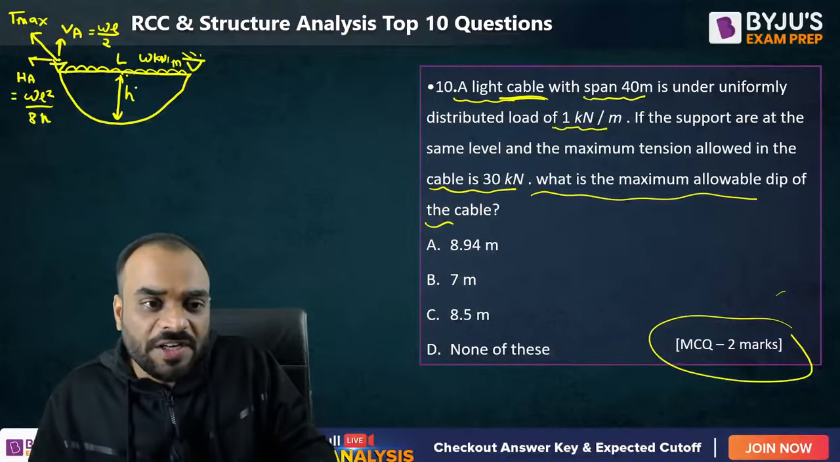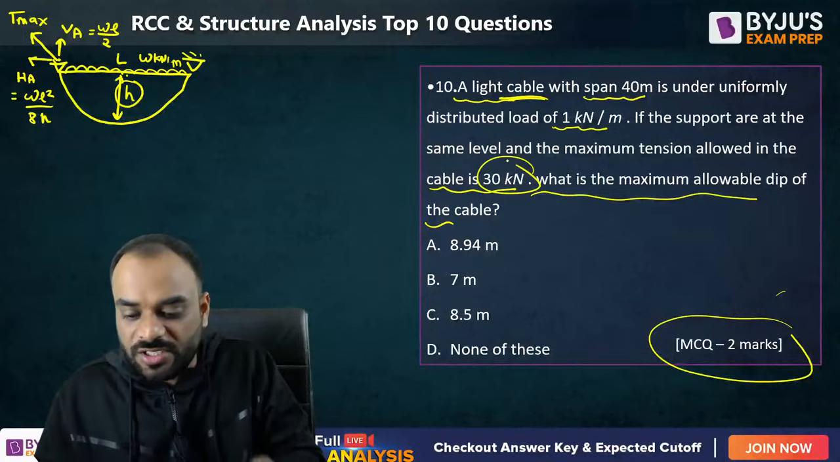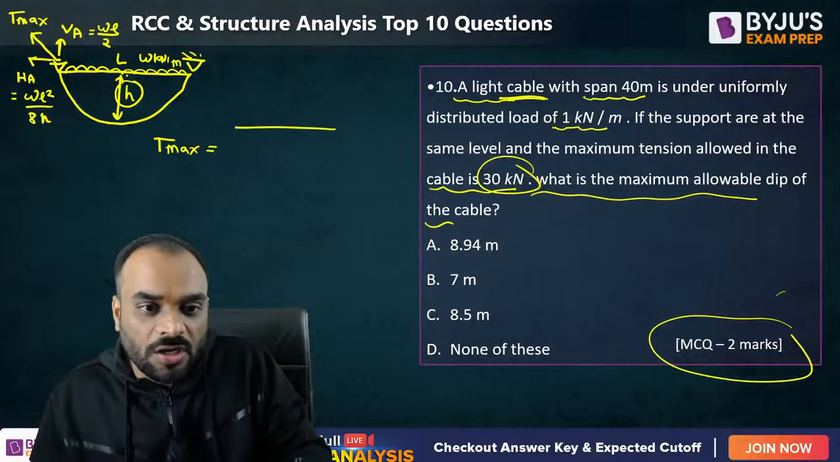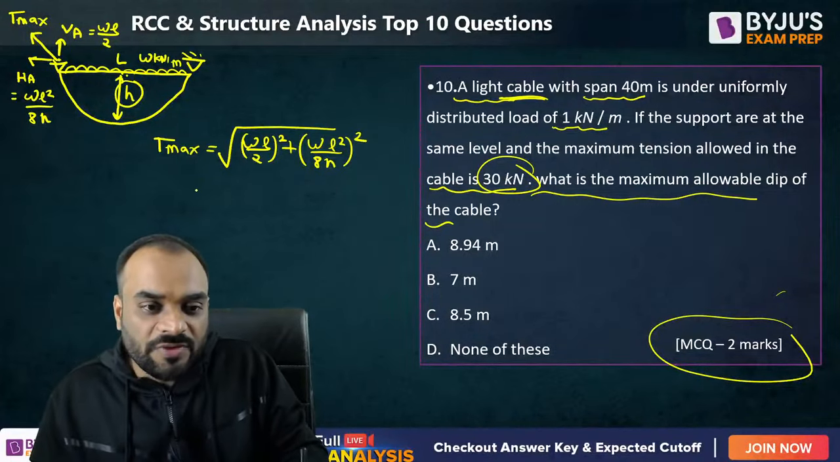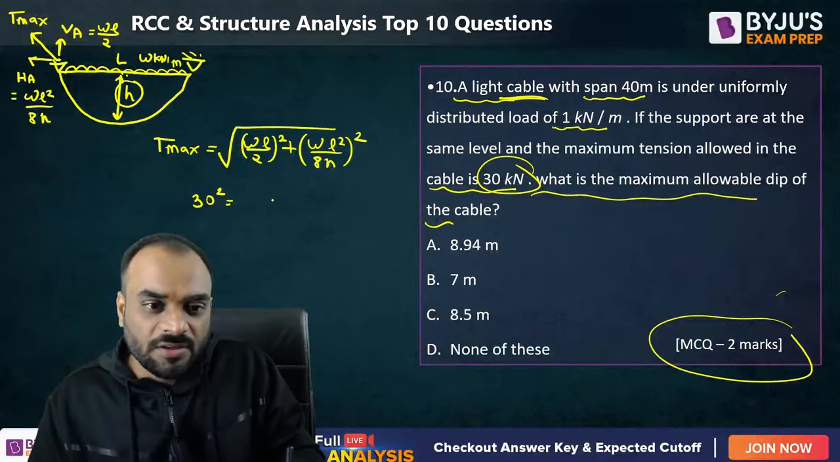Clear? Now we need to find out the value of H if the maximum tension is equal to 30 kilonewton. So we can write Tmax is equal to under root of (WL by 2) square, that means VA square, plus (WL square by 8H) whole square. So this value is 30. Let's make it square separately.